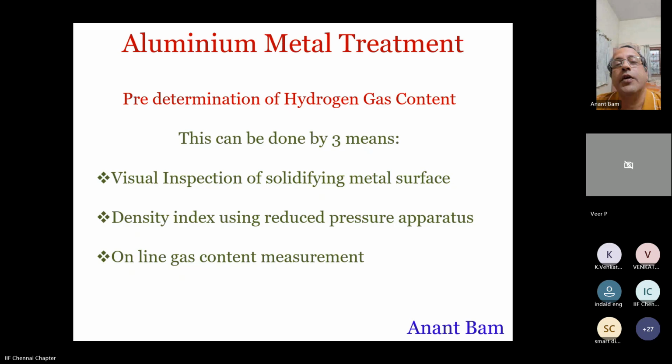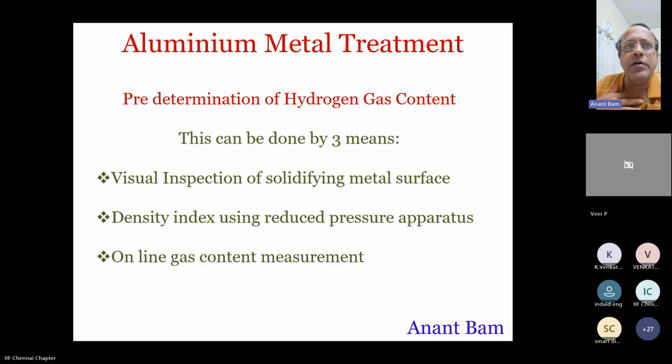Now, again the same question. Can we predetermine gas content or dissolved gas content, which is the hydrogen, before casting? Answer is again yes. Again, there are three methods of predetermination. First is visual inspection of solidifying metal surface.